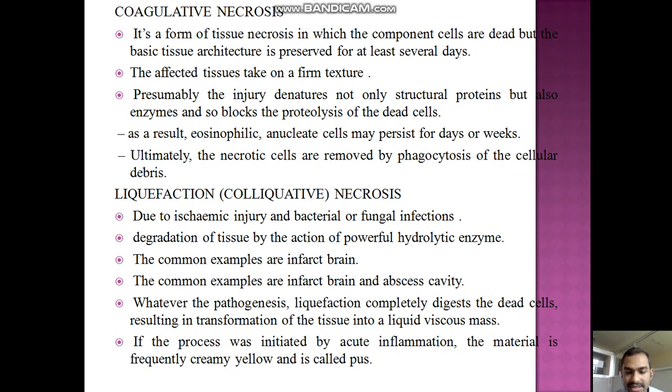What about the pathogenesis? Liquefaction completely digests the dead cells, resulting in transformation of the tissue into a liquid viscous mass. If the process was initiated by acute inflammation, the material is frequently creamy yellow and is called pus. We all know that.